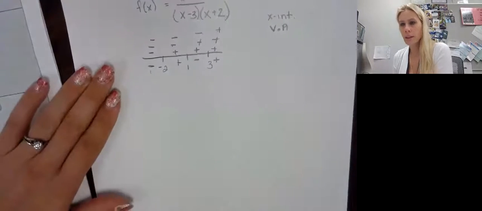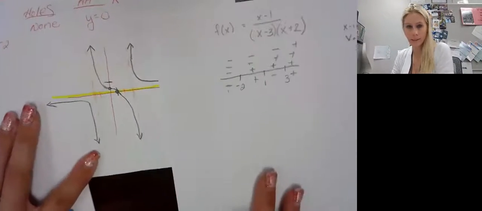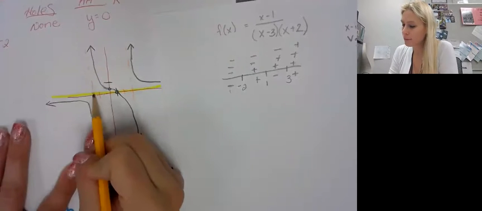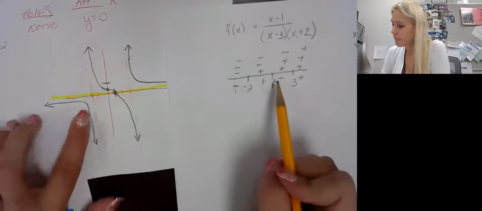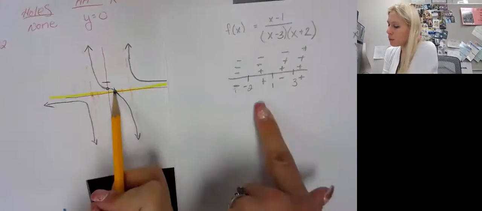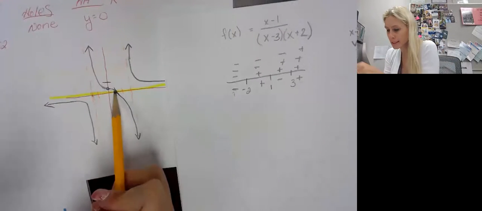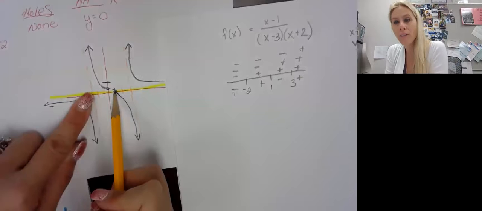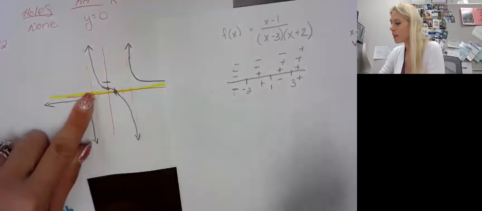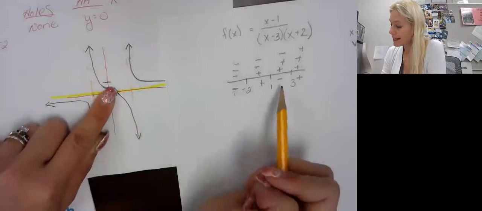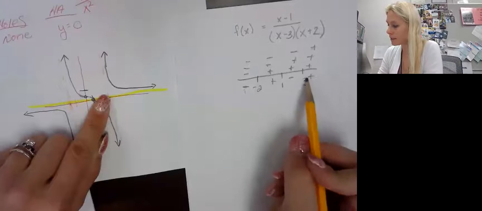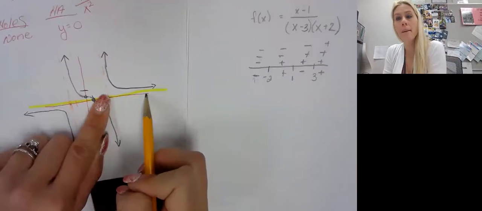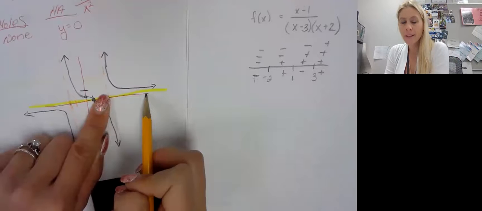Now let's check this out, and then I'm going to show you where it could be tricky. Okay. So to the left of -2 should be negative, right? Well, is it under the x-axis? Yes, it is. Where 1 is right here, between -2 and 1, it is positive. So between -2 and 1, is it above the x-axis? Yes, it is. Between 1 and 3, it is negative. Is it below the x-axis? Yes, it is. And 3 and to the right, it's supposed to be positive. Is it above the x-axis? Yes, it is. So it works.